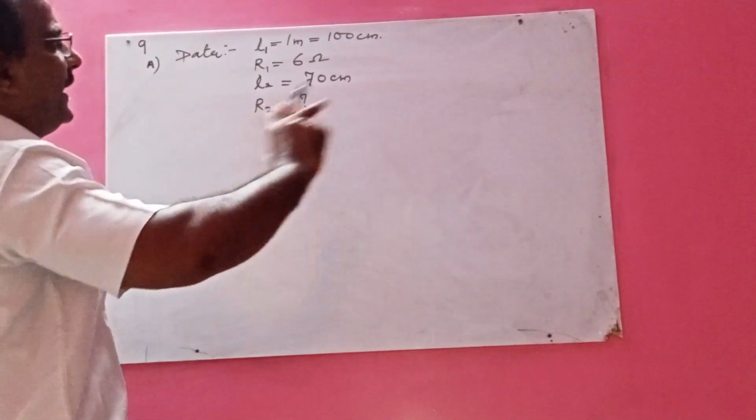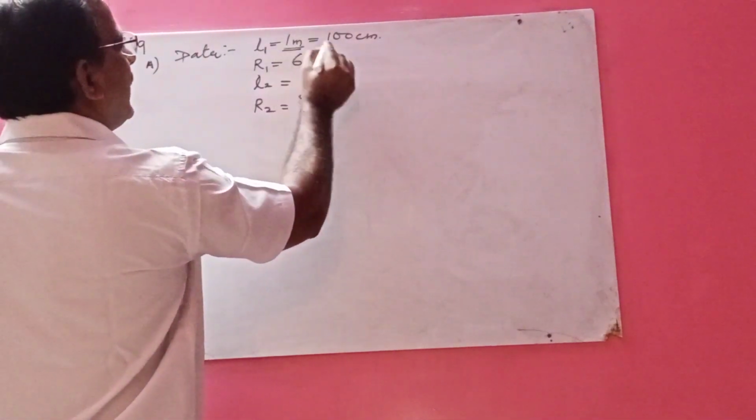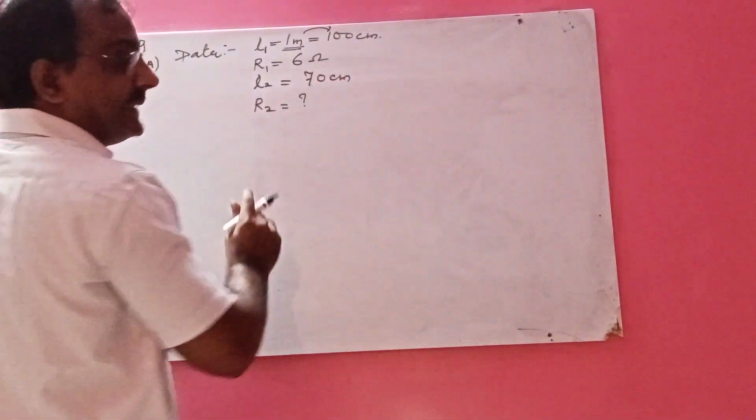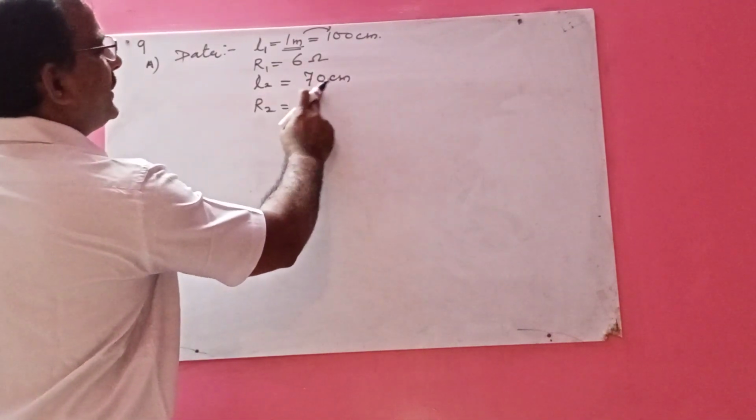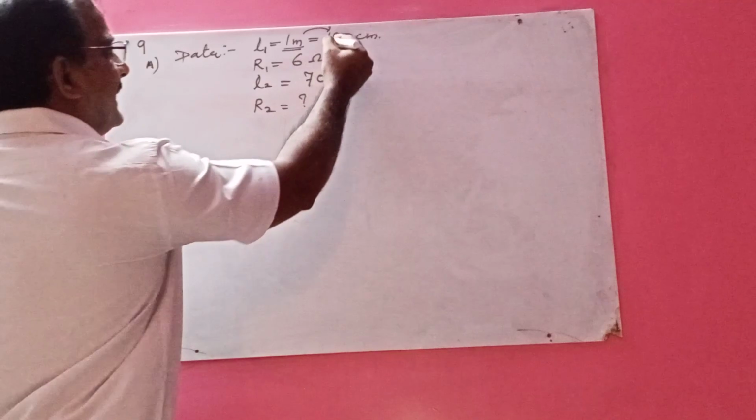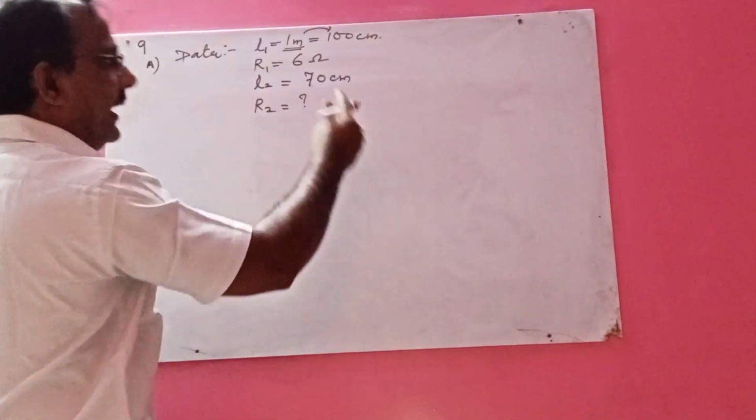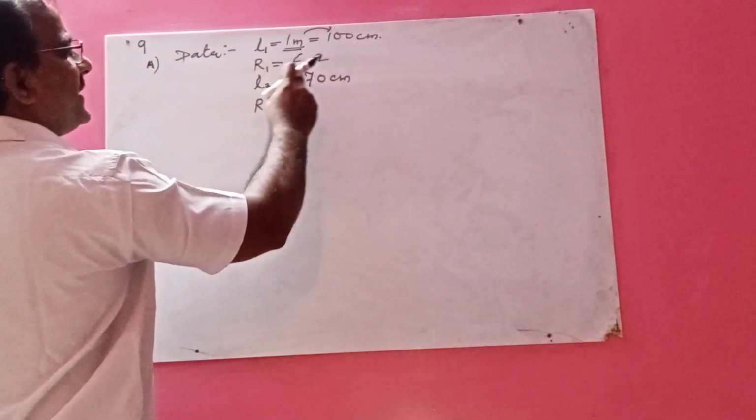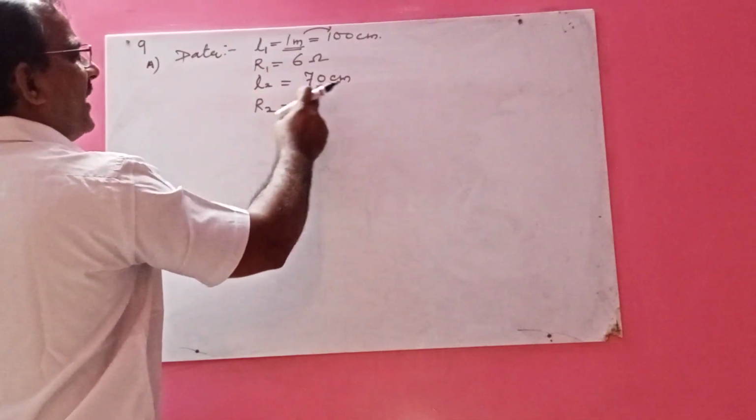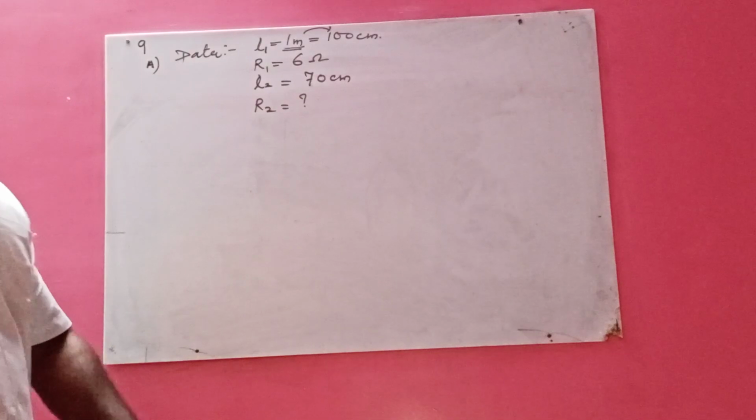Understood the question? The length of the wire is given as 1 meter. I have converted it into 100 centimeter. Why have I converted? Because in the question, L2 is given as 70 centimeter. This length is reduced. How much is it? 70. When the length is 100, resistance is 6 ohm. When the length is 70, what about the resistance? This you have to calculate.